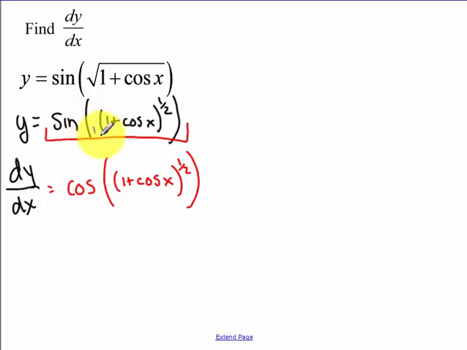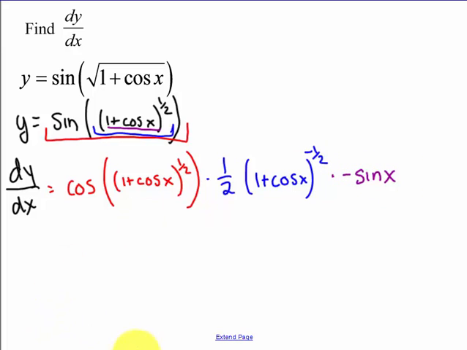Now, the next innermost function is this 1 plus cosine to the 1/2. So I bring down the 1/2, I leave the 1 plus cosine x alone, make that to the negative 1/2 power, and then lastly, we take the derivative of 1 plus cosine x, which is derivative of 1 is 0, so negative sine of x. And then here, you can leave it like that.